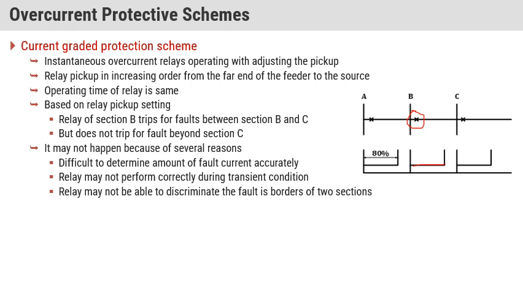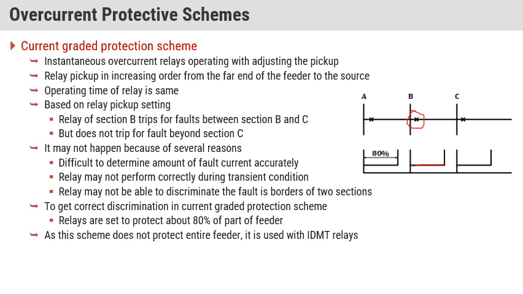It may not happen because of several reasons. It is difficult to determine the amount of fault current accurately, the relay may not perform correctly during transient conditions, and the relay may not be able to discriminate a fault at the border of two sections. Sometimes we expect the relay to operate only when the fault is between B and C, but sometimes this does not happen due to these three reasons. To get correct discrimination in the current graded protection scheme, a relay is said to protect about 80% of the feeder line.